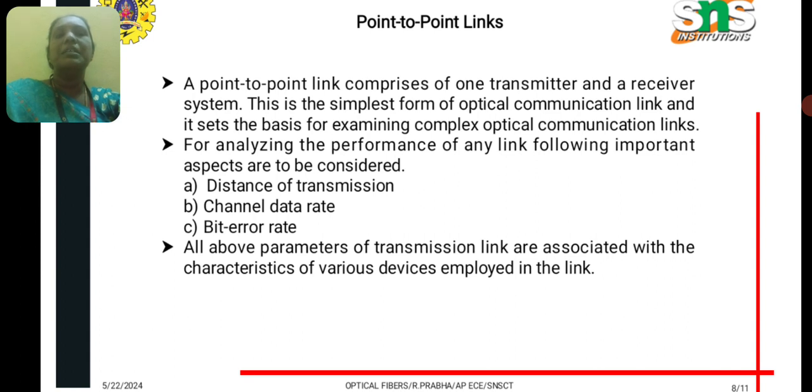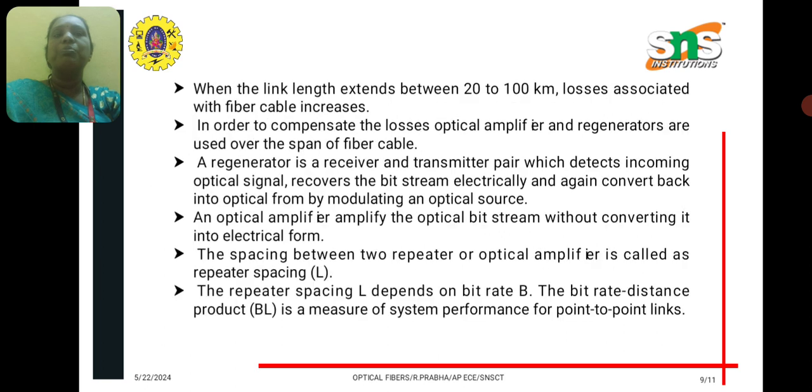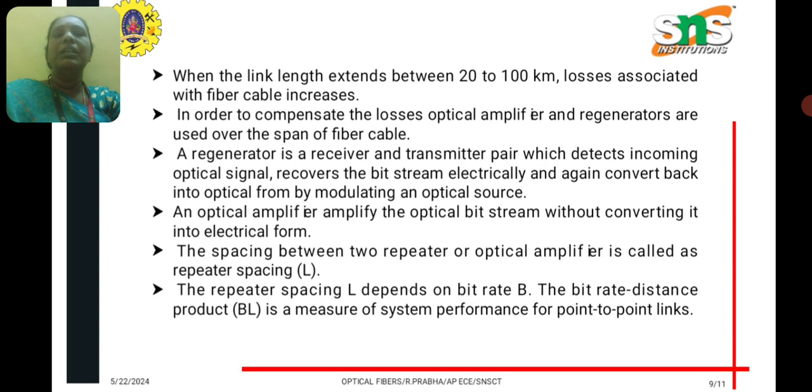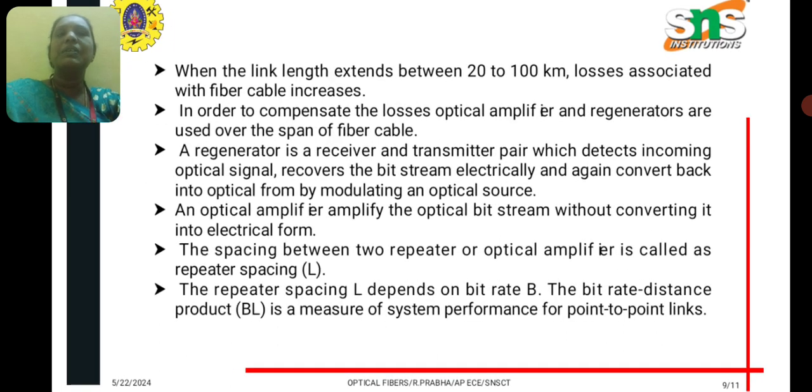For analyzing the performance of any link, the following important aspects are to be considered: distance of transmission, channel data rate and bit error rate. All the above parameters of a transmission link are associated with the characteristics of the various devices employed in the link. When the link length extends between 20 to 100 kilometers, the losses associated with the fiber cable also increase.